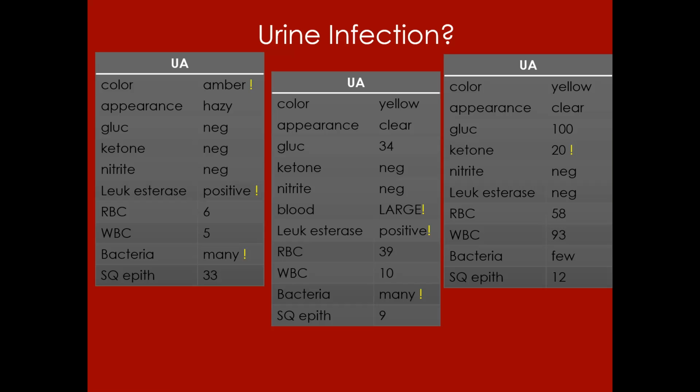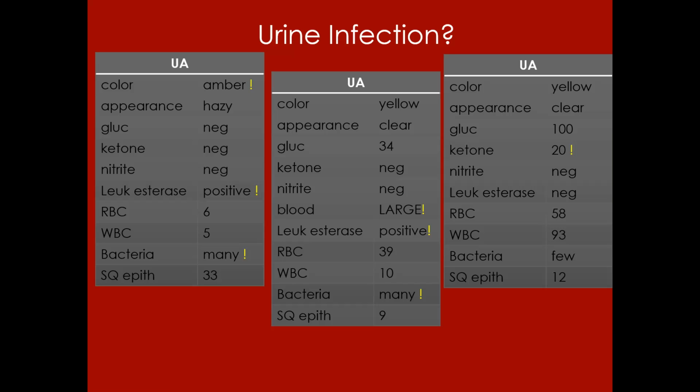Now, the second one has both leukoesterase and large blood, and you can see 39 red blood cells in there and only 10 white blood cells. Now, luckily, the squamous epithelium are only 9, so that's not really that contaminated. And there are many bacteria. Now, even though there are many bacteria, I never hang my hat on that because it's not very sensitive. So what I'm going to look at is the fact that we have leukoesterase positive, but we have more red cells than we do white cells.